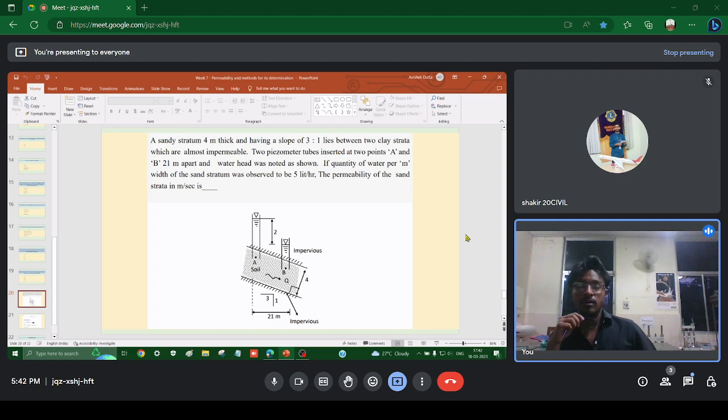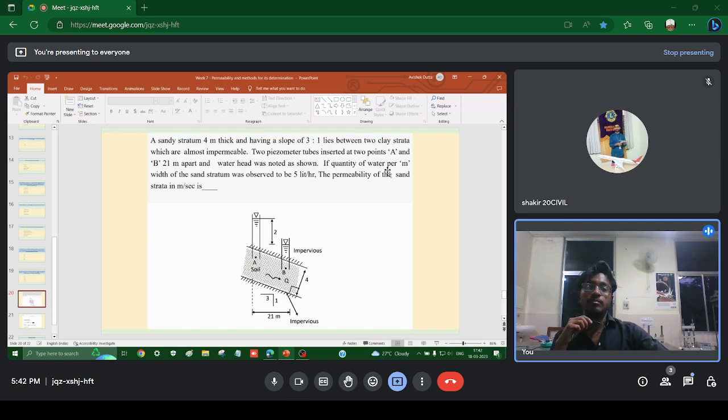I believe you have drawn the diagram. A sandy stratum 4 meter thick and having a slope of 3 is to 1, that is 3 horizontal is to 1 vertical, lies between two clay strata. This is sand, and the clay strata are impervious, almost impermeable. Two piezometer tubes inserted at points A and B 21 meter apart as per the horizontal distance, and water head was noted as shown. This is the water heads, and the difference was 2 meter.